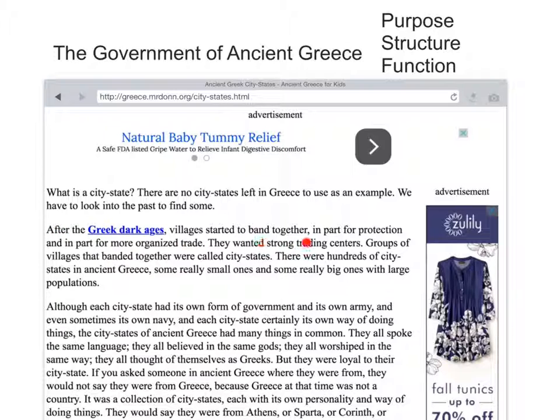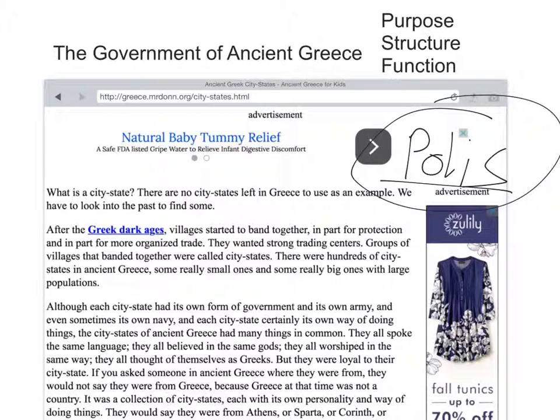So they had villages that would band together in part for protection and in part for more organized trade. They wanted strong trading centers. Groups of villages that banded together were called city-states. They actually called these a polis. That's a Greek word like politics, policy, police. All are people that would serve the polis, police, politics, or political things. So that's a Greek word that has traveled all the way through to today. And a polis is what the Greeks called their city-states.